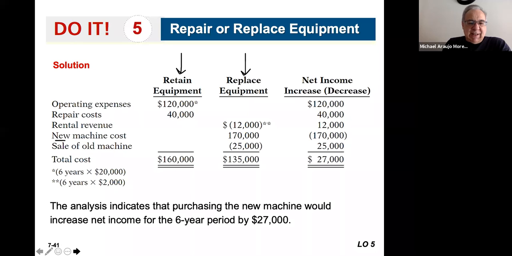So in essence, if they bought the new lift over that 6-year period of time, it would only cost them $135,000 versus $160,000. They'd be able to save $27,000 in costs, which simply would be added to the net income. And so in this case, they should replace. Did that lift your spirits?